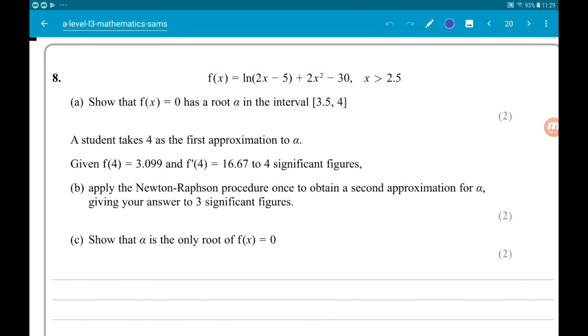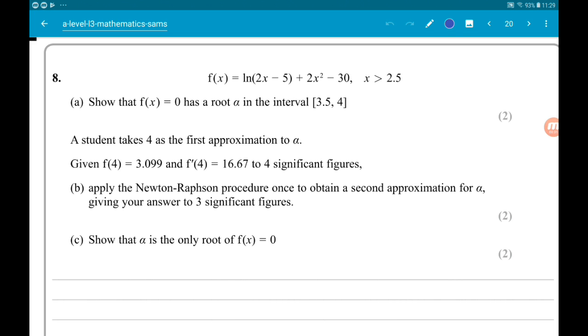Okay, number 8. f of x is a log of 2x minus 5 add 2x squared minus 30, where x is greater than 2.5. So I'm going to point out here, if x was 2.5, there would be a problem, because then you would have a log of 0, which you can't do.